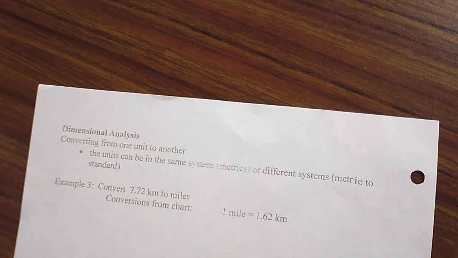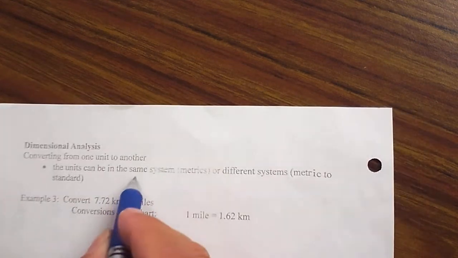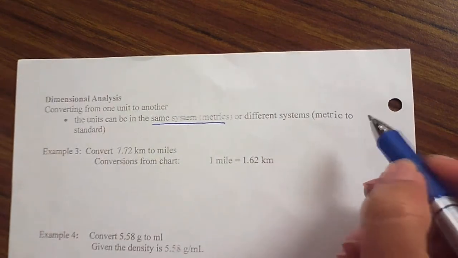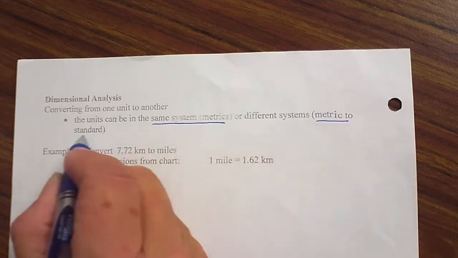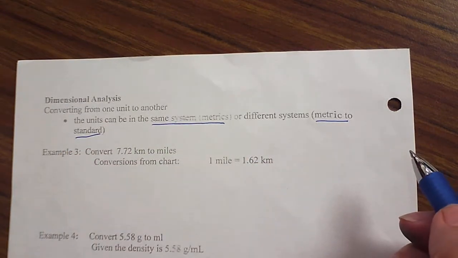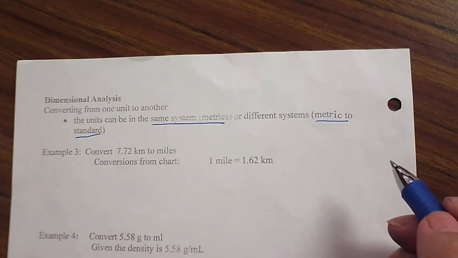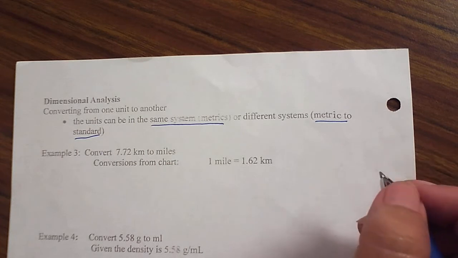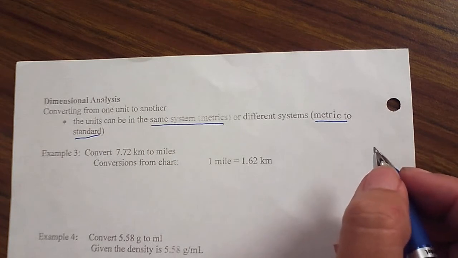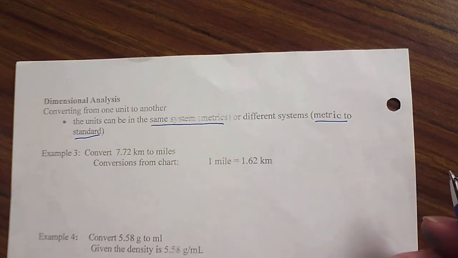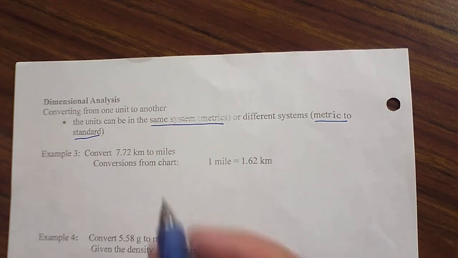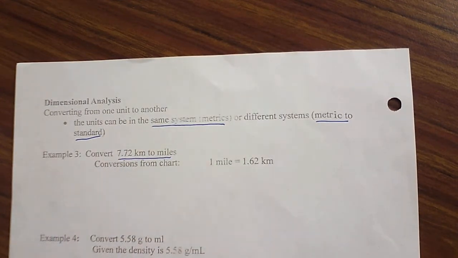Now, in dimensional analysis, we can be converting units that are in the same system, such as metric, or we can convert units that are in different systems, such as metric to standard, or we can be converting things that are just related to each other, such as pieces of pizza per student, or dollars per pound of horse that we're selling, or pound of pig, or it can be anything that is related to anything. So in our first problem, we're going to convert kilometers to miles.